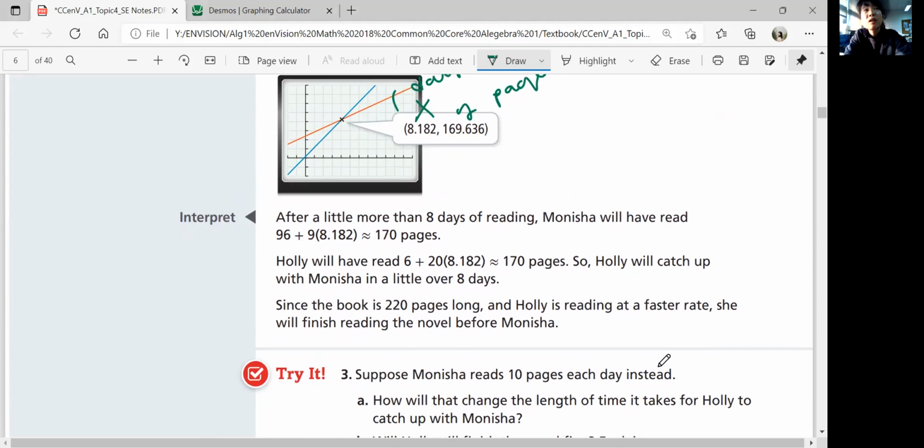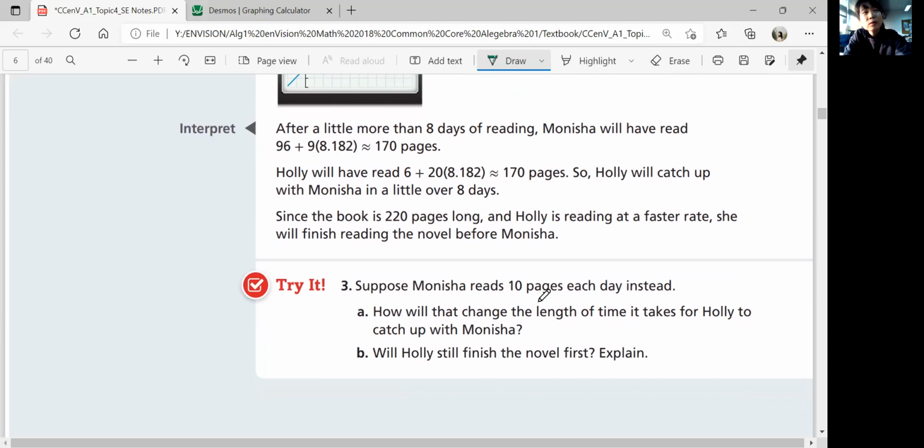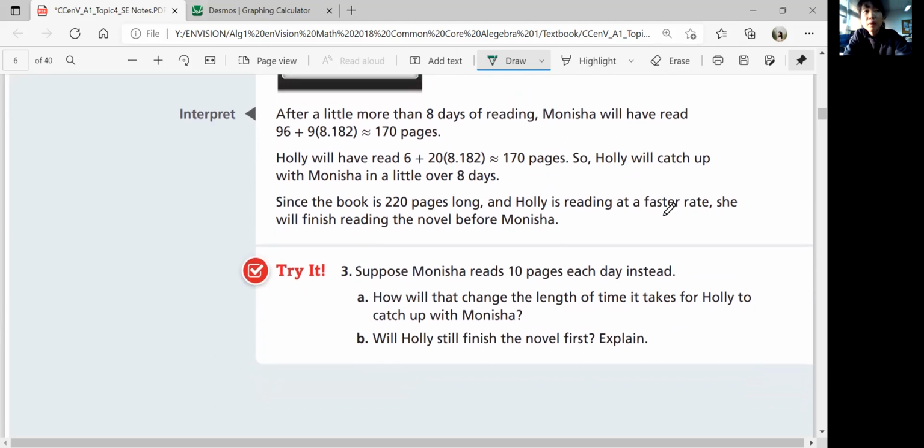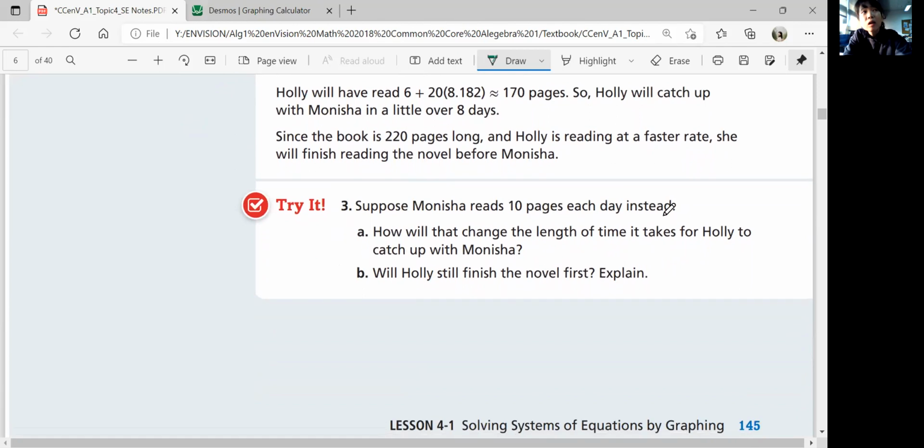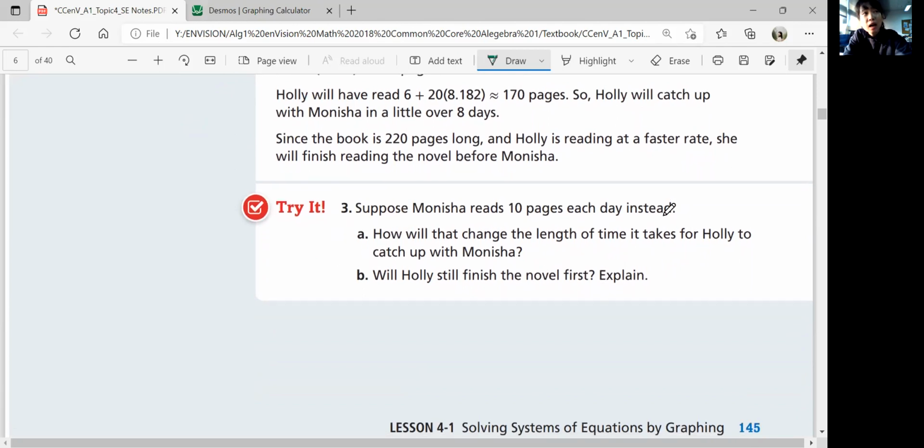Since the book is 220 pages long, and Holly is reading at a faster rate, she will finish reading the novel before Manisha. Okay, so she will catch up before they finish the book, and Holly will finish the novel first. All right, let's look at number 3. Suppose Manisha reads 10 pages each day instead. So how will that change the length of time it takes for Holly to catch up with Manisha?